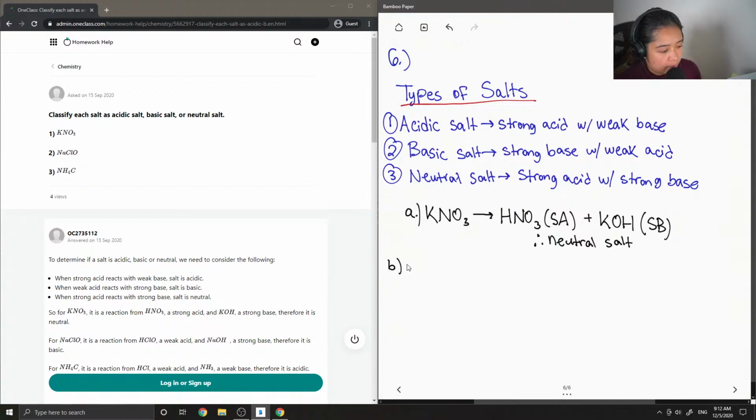Okay, so B, sodium hypochlorite. This was formed with hypochlorous acid, which is a weak acid, with sodium hydroxide. So this is a strong base. So therefore, this is a basic salt.